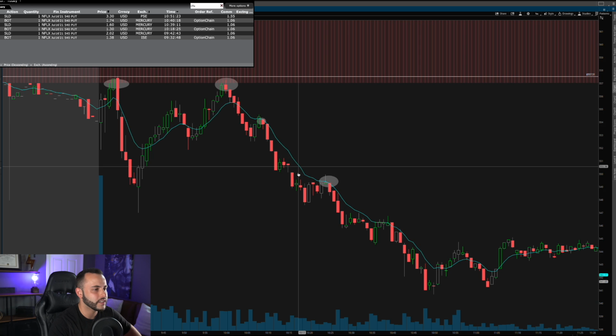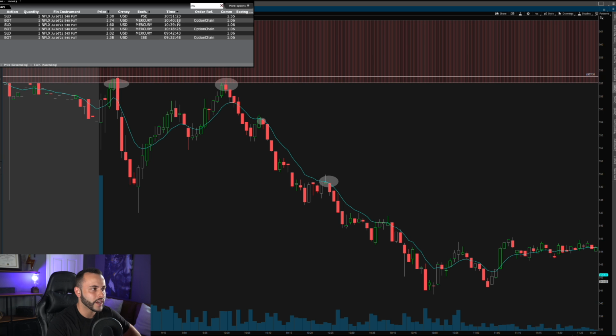So 20 minutes later at 10:39, which is right around here, you guys can see that I got out for a pretty small win, just about $30. So right here, 10:39, as I started to see this thing push towards the 9 EMA, I went ahead and took my profit on that contract.